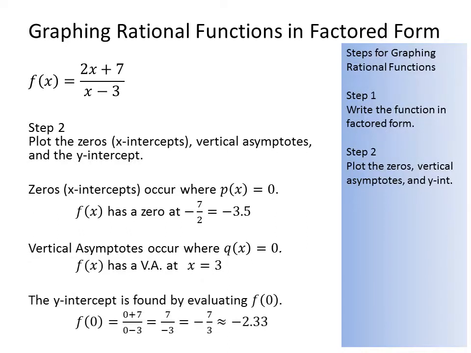And finally, to find the y-intercept, you simply evaluate f of 0. That is, you plug in 0 for x. When you do that, the x's basically go away, and you're left with 7 over negative 3, which is around negative 2.33.